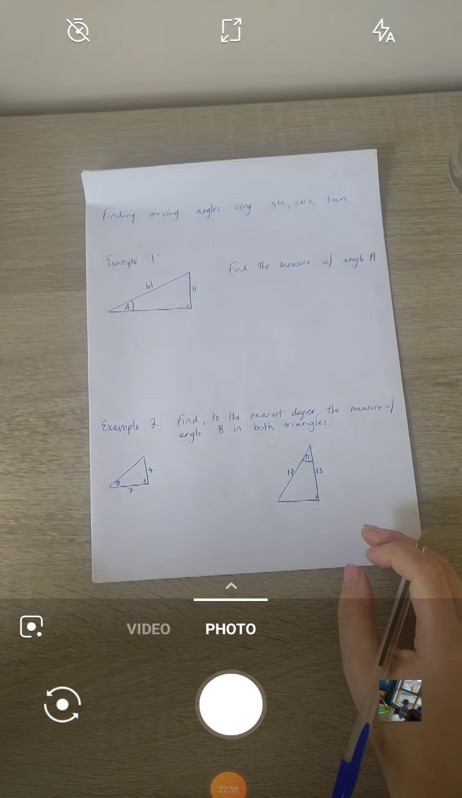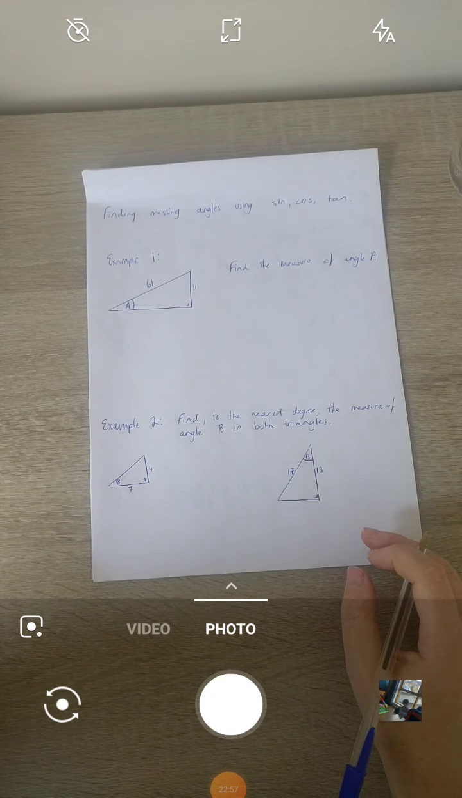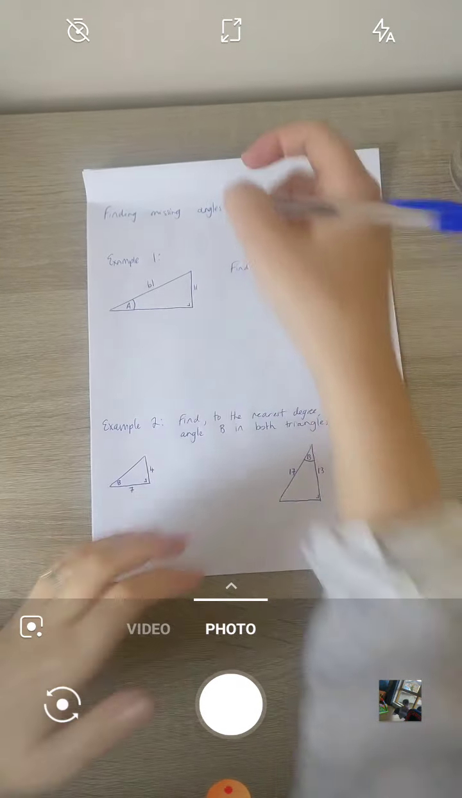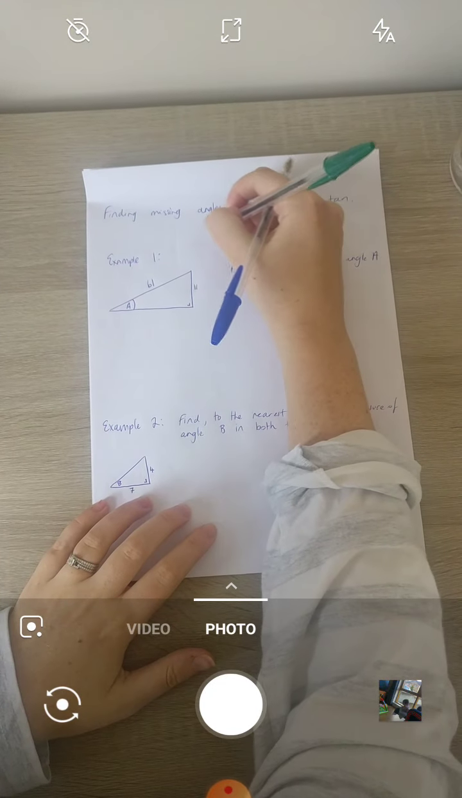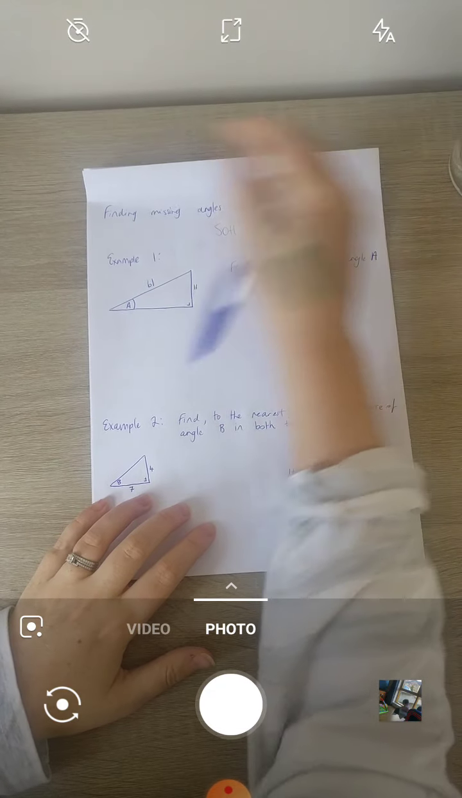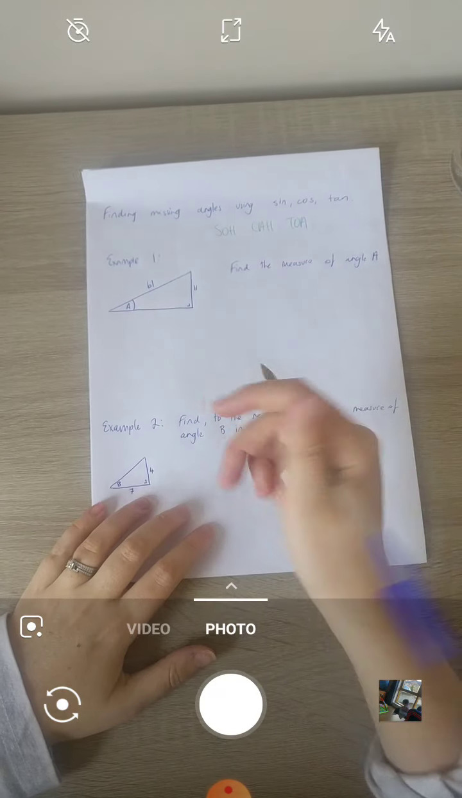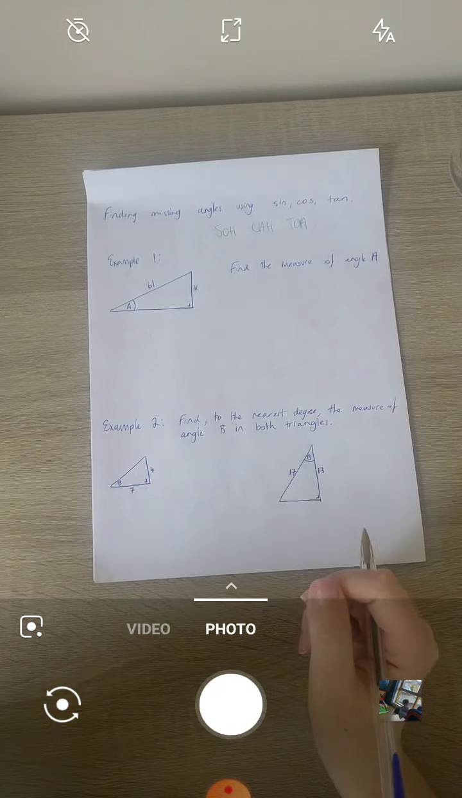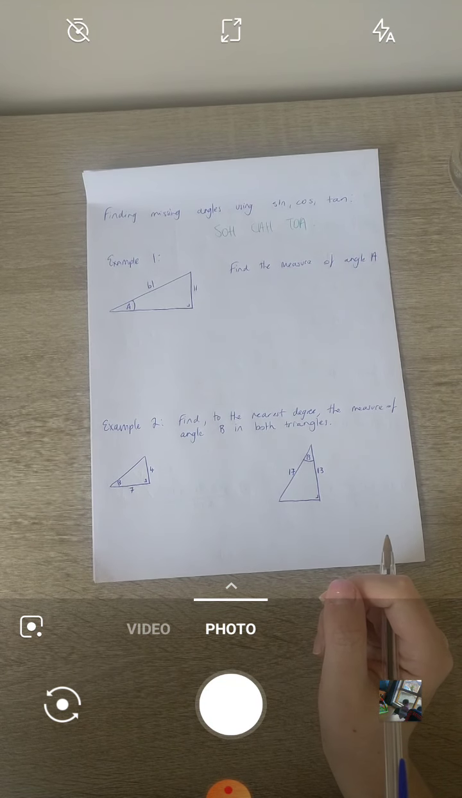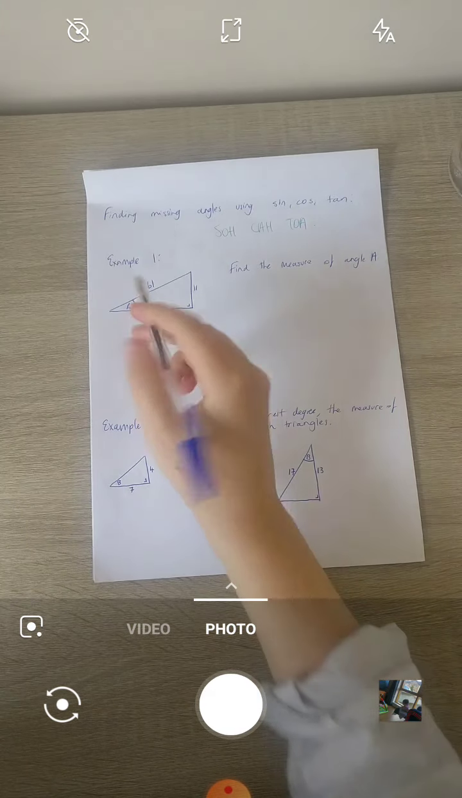Okay, so moving on, we're now going to look at finding missing angles using sine, cos, and tan. Now, that means we are still very much using our SOHCAHTOA for each of these questions. We just use it a little bit differently when we're talking about angles. So, example 1, it says find the measure of angle A.